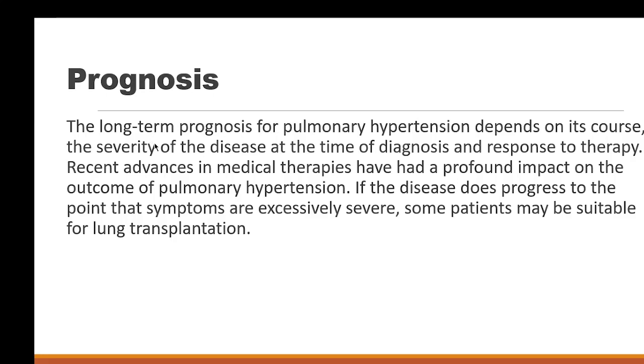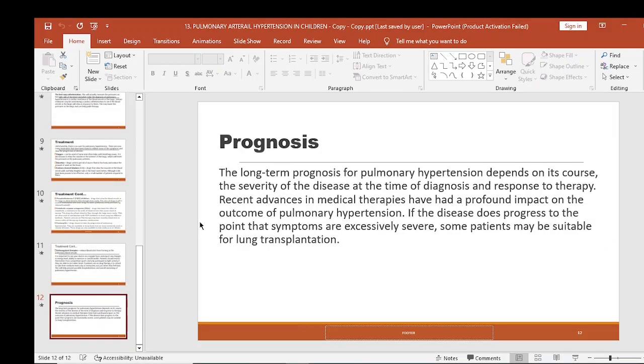Prognosis. The long-term prognosis for pulmonary hypertension depends on its cause, the severity of the disease at the time of diagnosis, and response to therapy. Recent advances in medical therapies have had a profound impact on the outcome of pulmonary hypertension. If the disease does not progress to the point that symptoms are excessively severe, some patients may be suitable for lung transplantation.